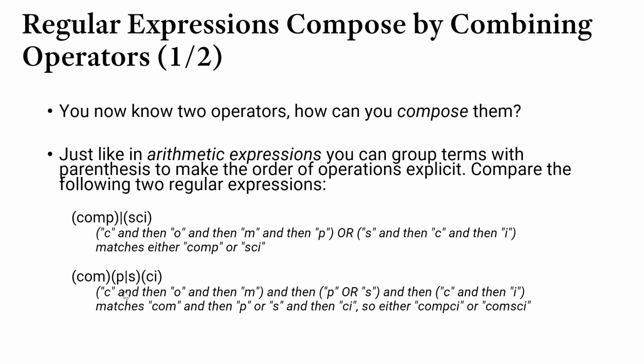And so the same type of concept applies to regular expressions, where if we have comp or psi, we would match any word that has comp or psi. But if we had COM in one set of parentheses, followed by P or S, followed by CI, then we would match, say, COMPCI or COMSCI, right?